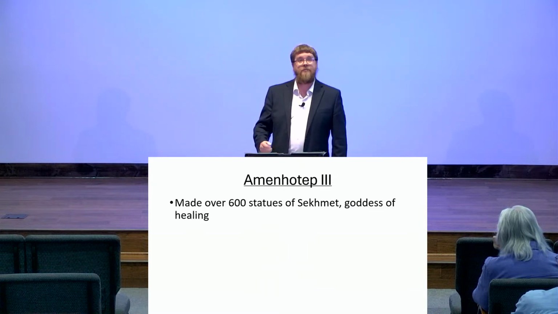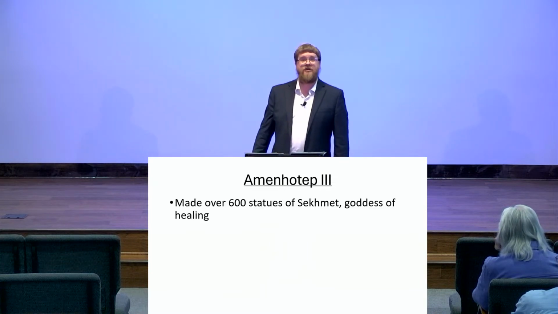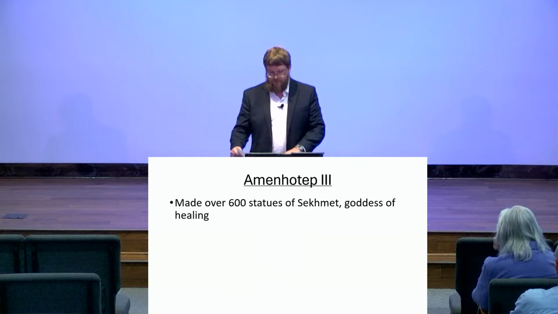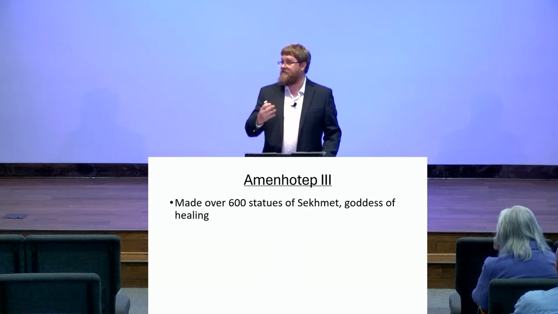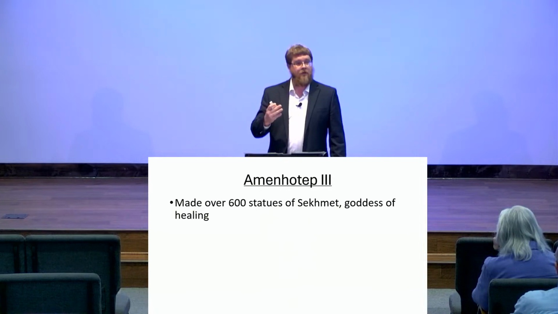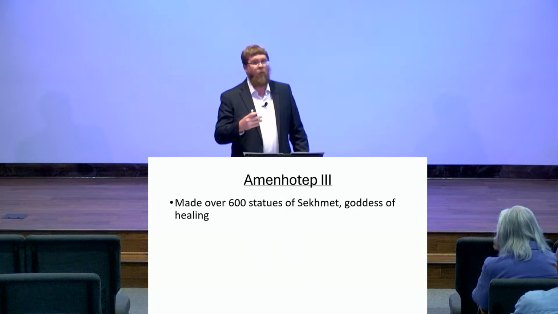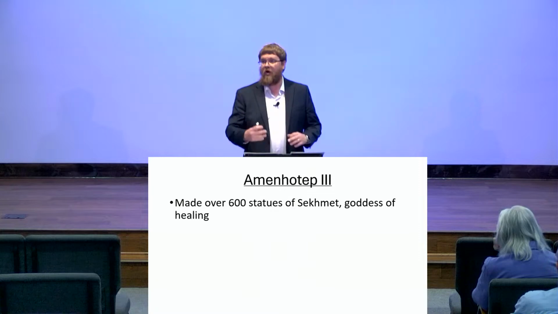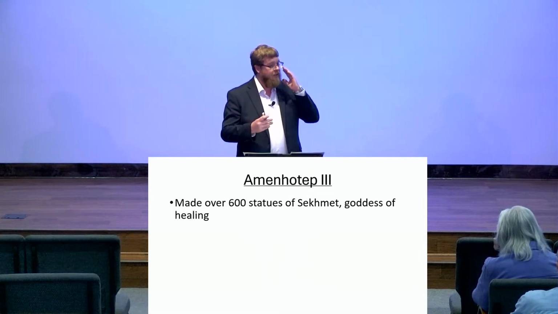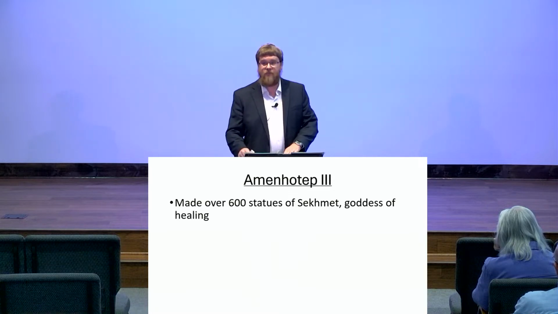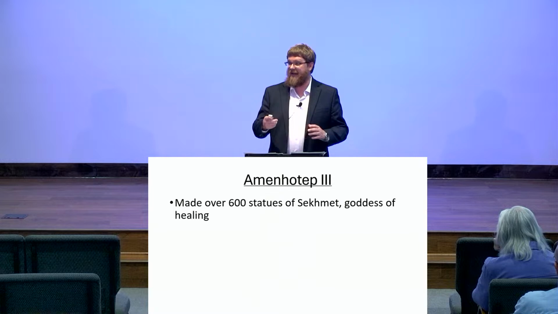Amenhotep III made over 600 statues of Sekhmet, which is the goddess of healing. So if Amenhotep II was the Exodus Pharaoh, we are 2 pharaohs behind him. Why do you need 600 statues of the goddess of healing? What could have gone on in recent history that needs that kind of healing?